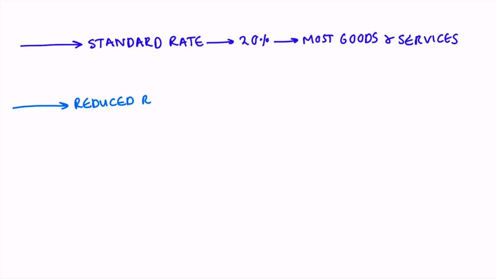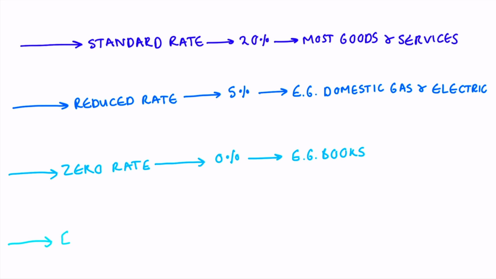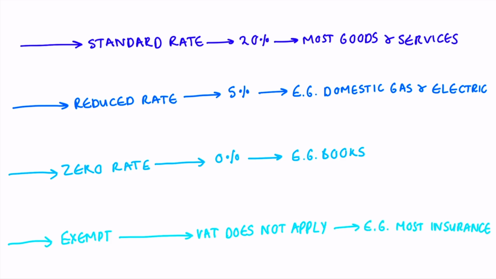The reduced rate of VAT is 5% and applies only to certain goods and services. An example is domestic gas and electric. The zero rate means that VAT is payable but at a rate of 0%. An example of a zero-rated product is books. The exempt rate means that VAT does not apply to that supply. An example of an exempt supply is most insurance.